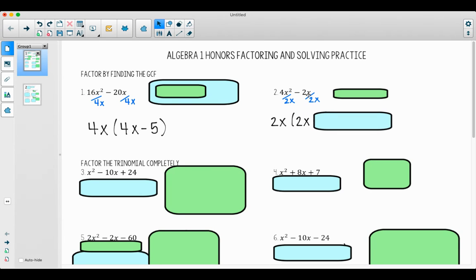And here we want to be careful. Negative 2x divided by 2x, they're going to cancel each other out. It doesn't magically disappear. We're going to need that negative 1 as that placeholder. So our final answer is 2x times the quantity 2x minus 1.